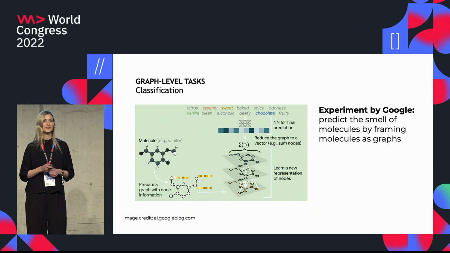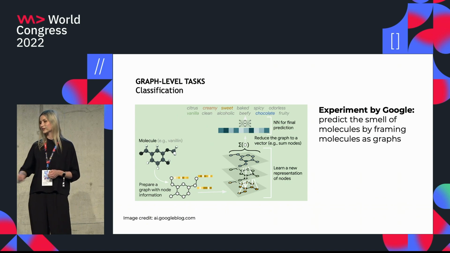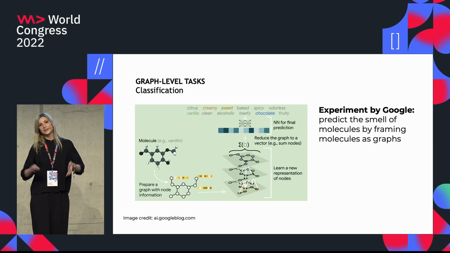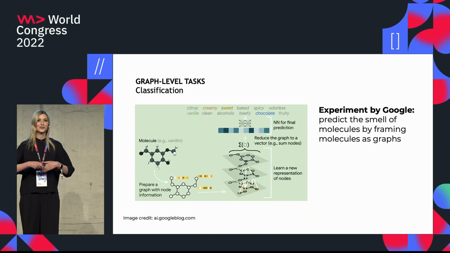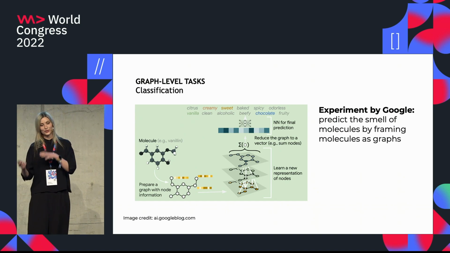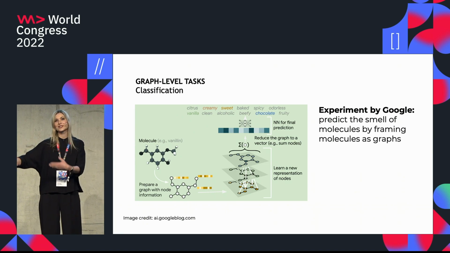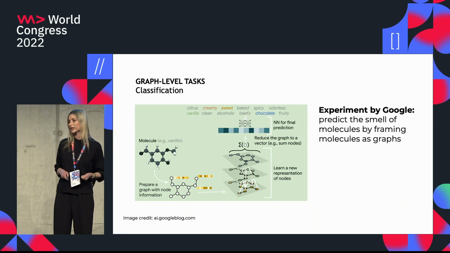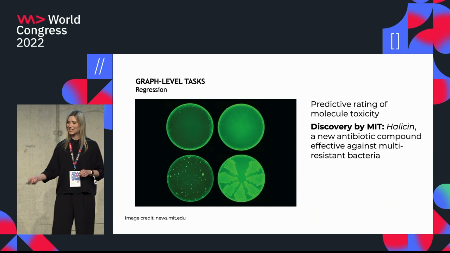One cool example of such graph level classification is, well, Google has done this experiment. They used a database of molecules, which they labeled based on smell. And they trained a network which was able to distinguish what is the smell of a new molecule. I don't know what's the application of this, but the idea is really cool.